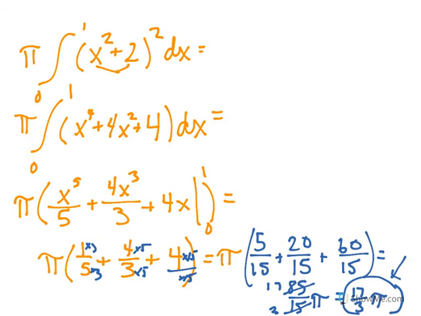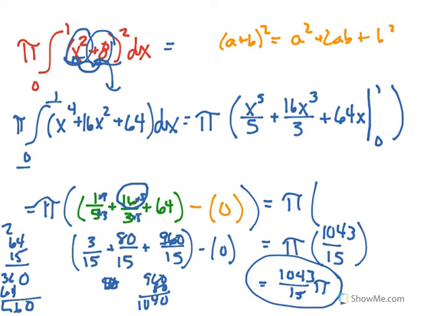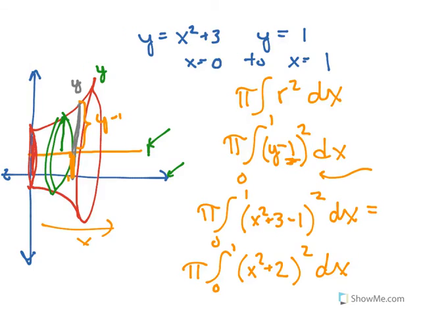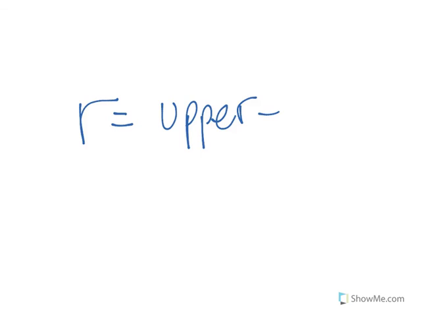You notice the volume of this one is significant. Well, look at it this way first. It's 85 over 15 pi. The volume of that one is significantly lower than this one was, which was 1043 over 15 pi. So in the next video we'll try it in the y direction, but the same thing. Always, always, always your radius is going to be equal to upper minus lower.